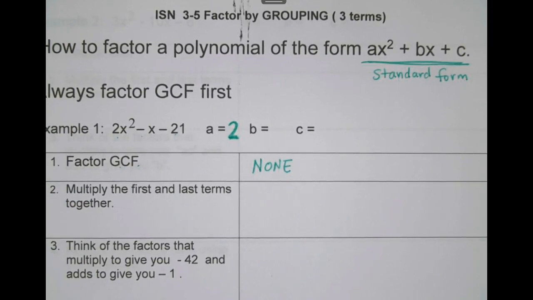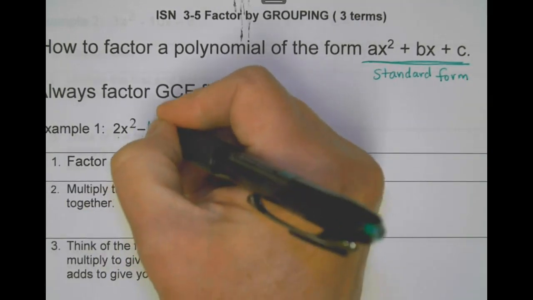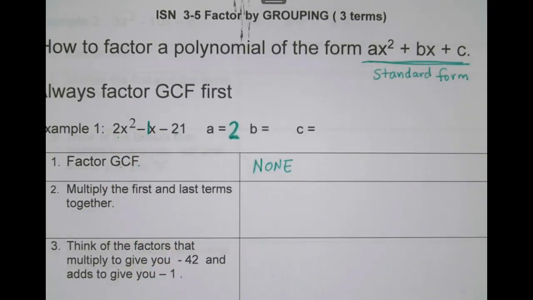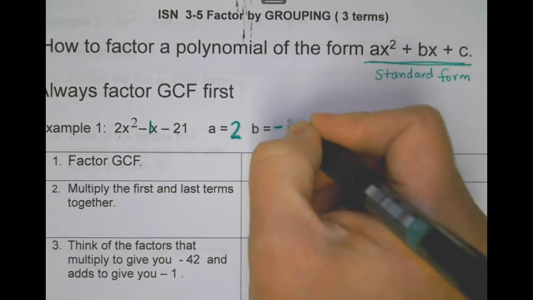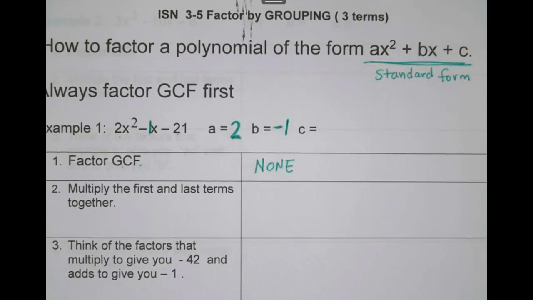B is the number in front of the x. I don't see a number in front of the x. If there's not a number in front of the x, that would make the B 1, but in this case, because of the negative sign, the B would be negative 1. What's the C?